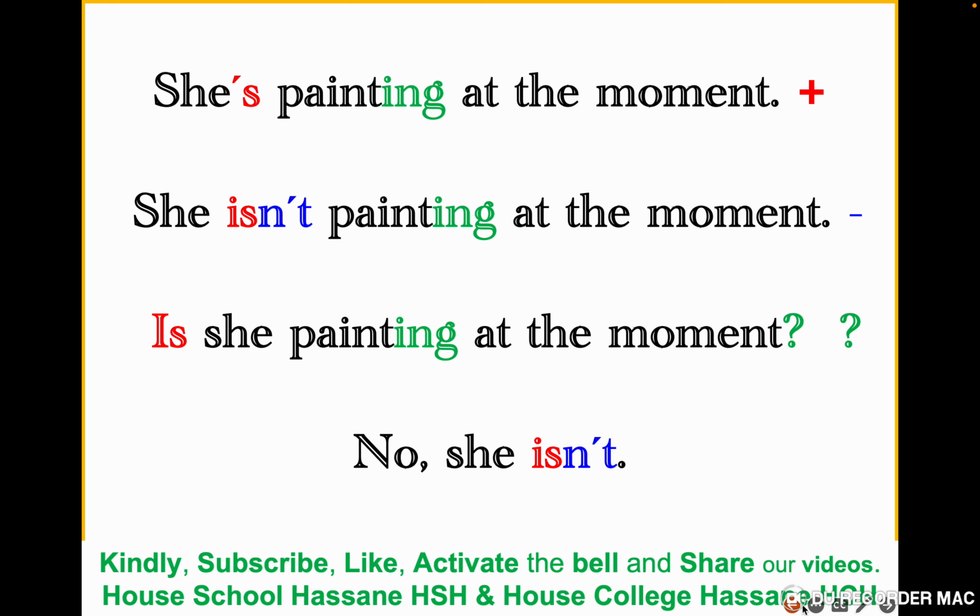She's painting at the moment. She isn't painting at the moment. Is she painting at the moment? No, she isn't. Let's repeat these examples. She's painting at the moment. She isn't painting at the moment. Is she painting at the moment? No, she isn't.